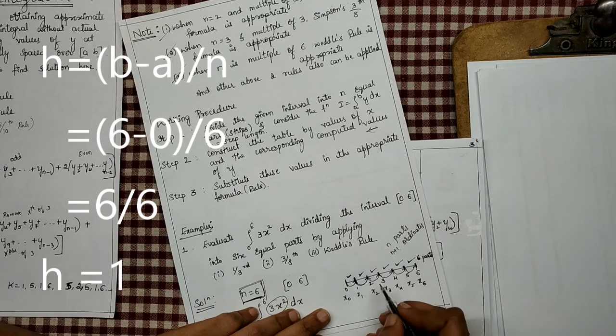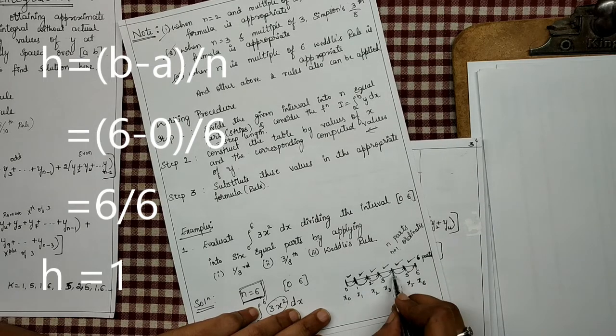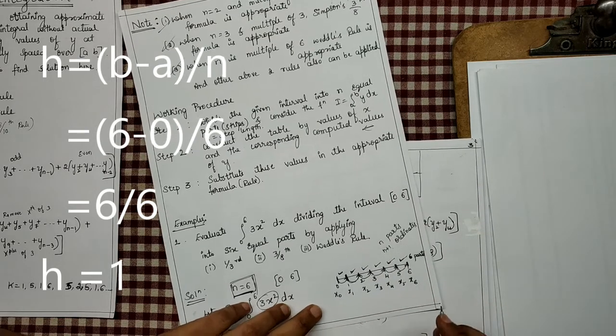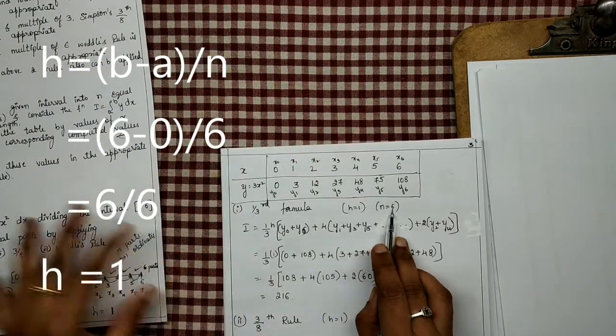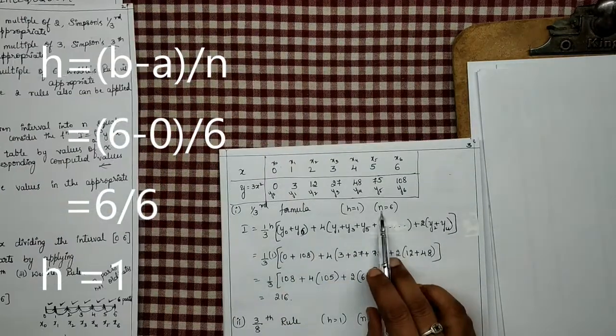What is the step length between this element to this element, or the distance between this element to this element? It is 1 unit, right? See, from 0 to 1 is nothing but 1. From 1 to 2 it is again 1. From 2 to 3 is again 1. 3 to 4 again 1. 4 to 5 again 1. 5 to 6 is again 1. So h is equal to 1. See, h is equal to 1 and n is given in the problem itself. n is equal to 6.